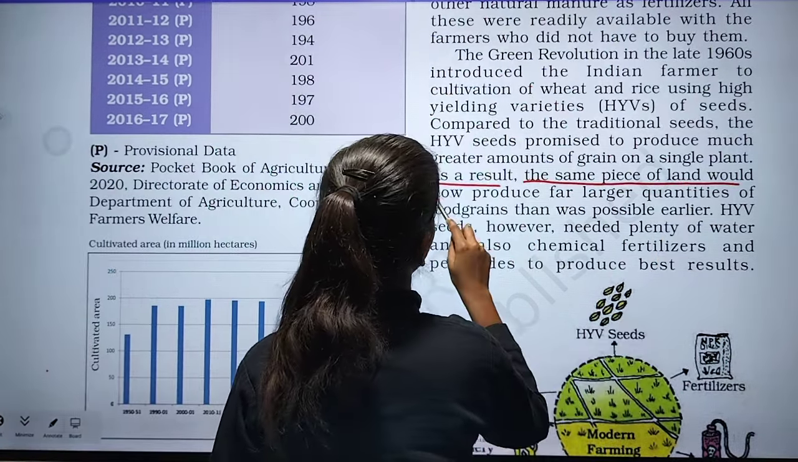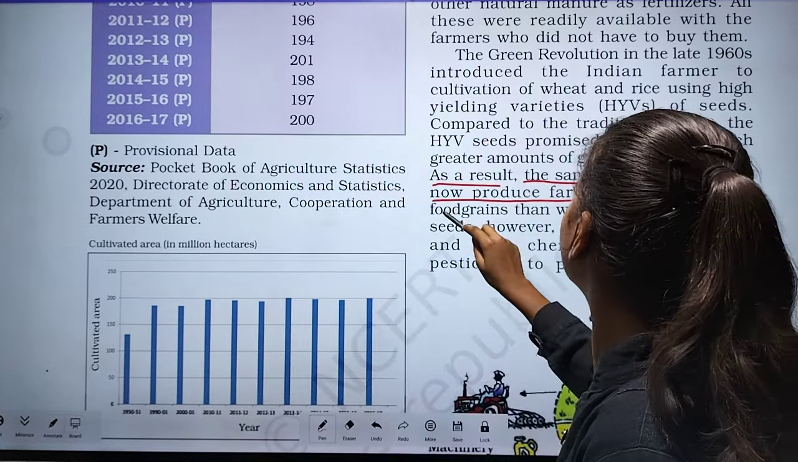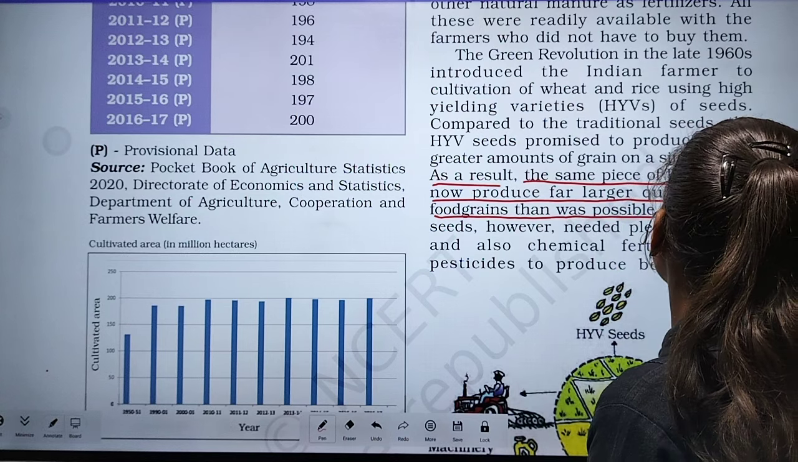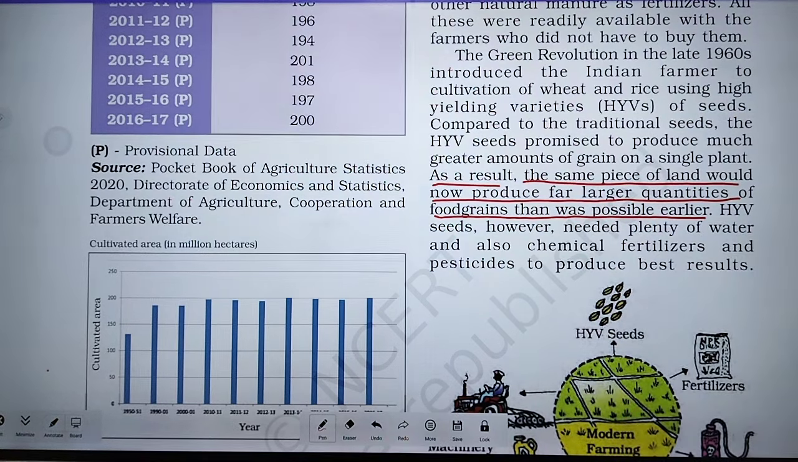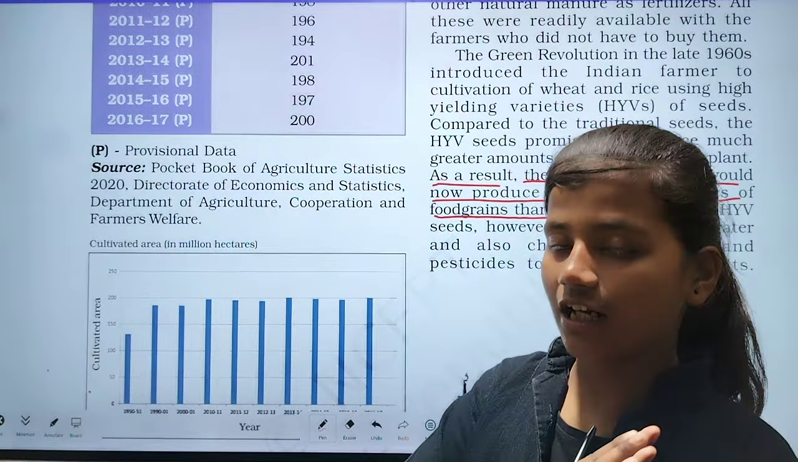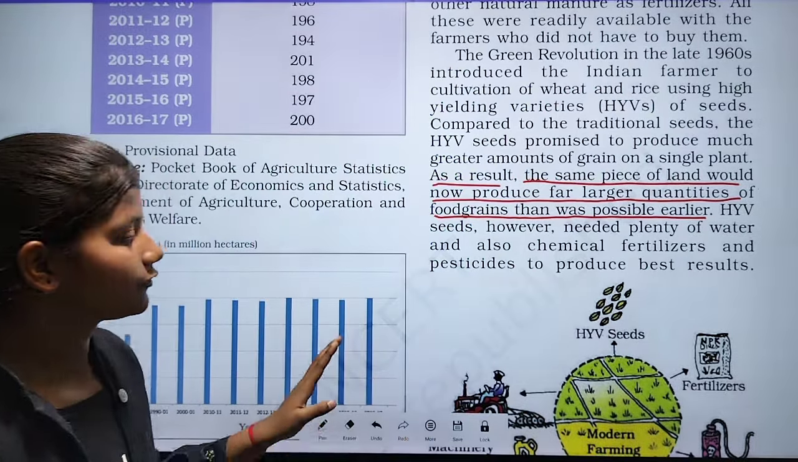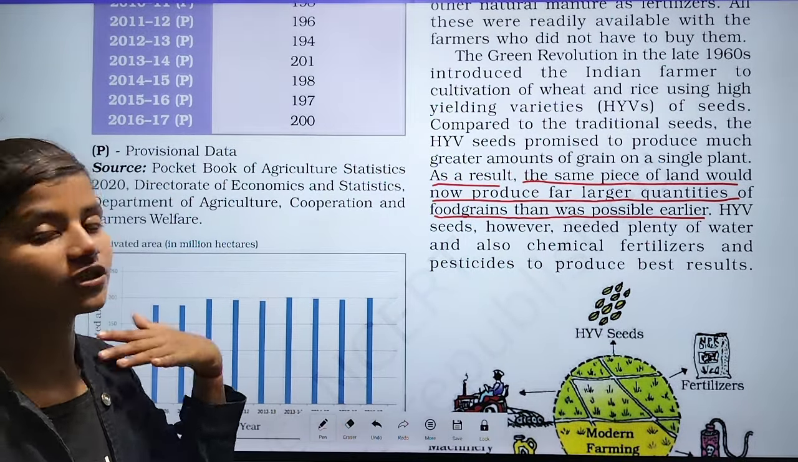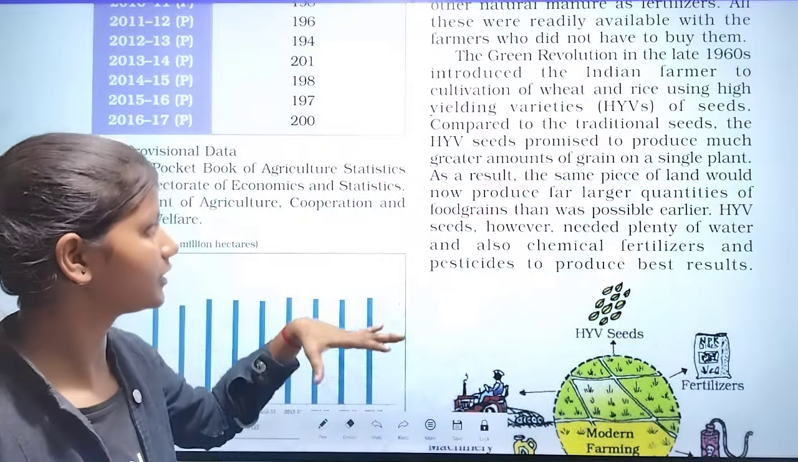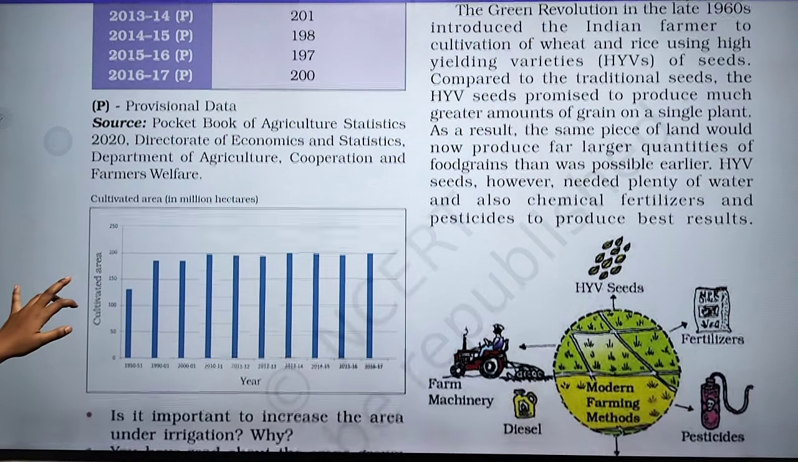As a result, the same piece of land would now produce far larger quantities of food grains than was possible earlier. It means that the same piece of land would now produce a large quantity of food grains than was possible earlier. It is only possible due to HYV seeds.